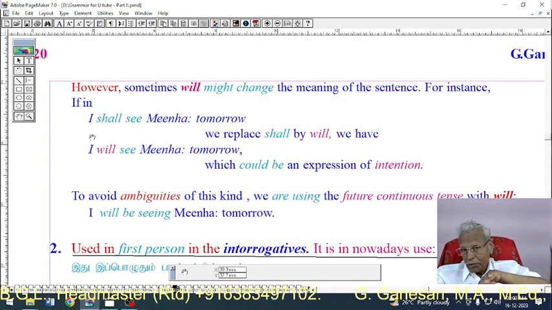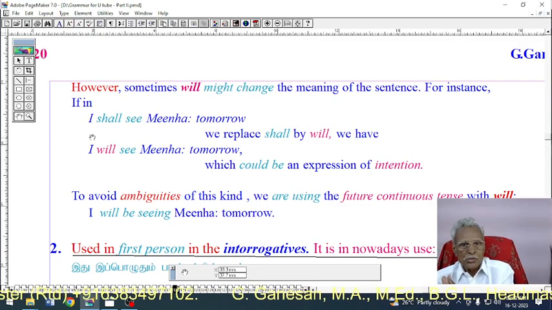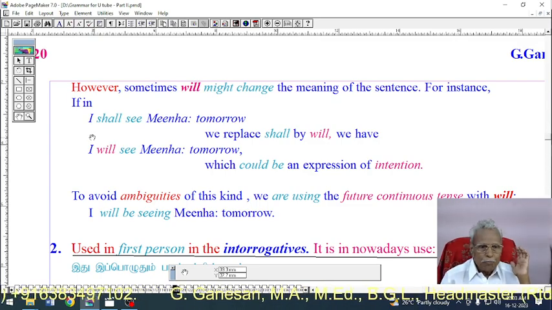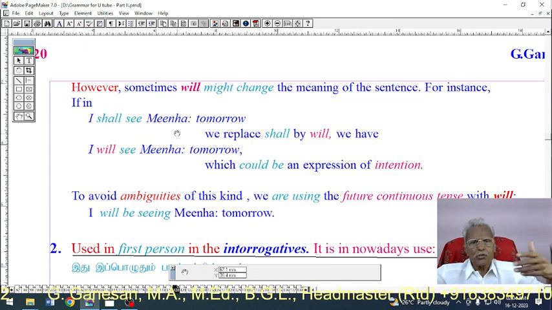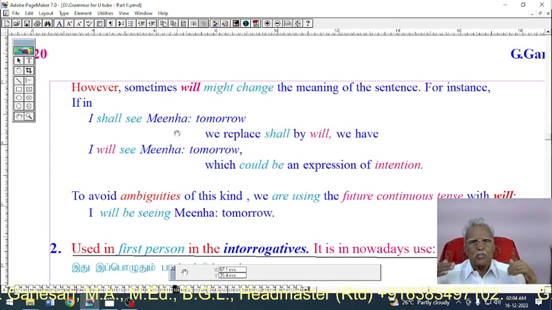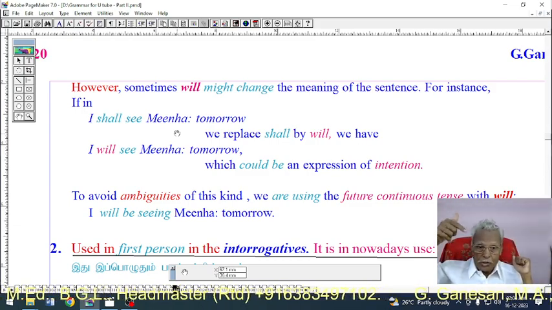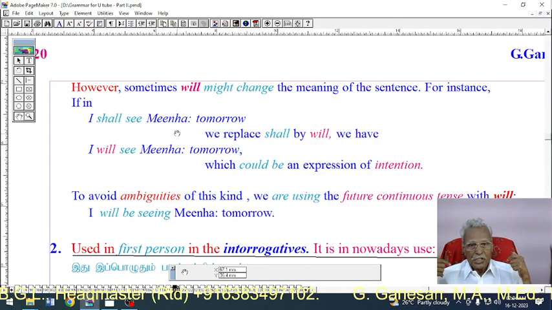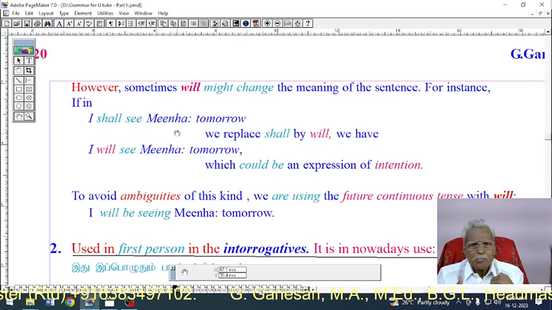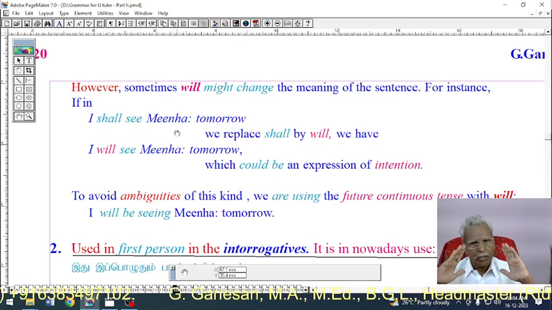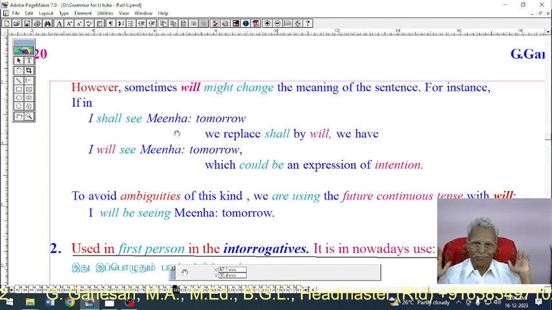The meaning of the sentence will get totally changed. Here, "I shall see Meena tomorrow" means it is a natural event. "I will be meeting Meena tomorrow", but "I will see Meena tomorrow" means it is my intention. I have already planned, I have already determined to meet Meena tomorrow.